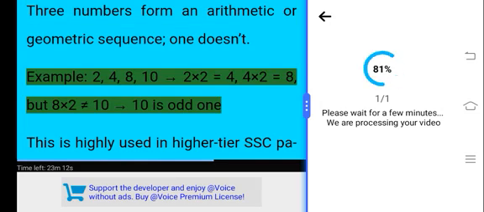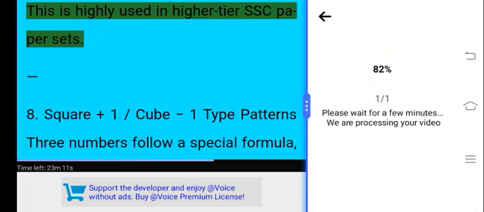Example: 2, 4, 8, 10 → 2 times 2 equals 4, 4 times 2 equals 8, but 8 times 2 does not equal 10 → 10 is the odd one. This is highly used in higher tier SSC paper sets.